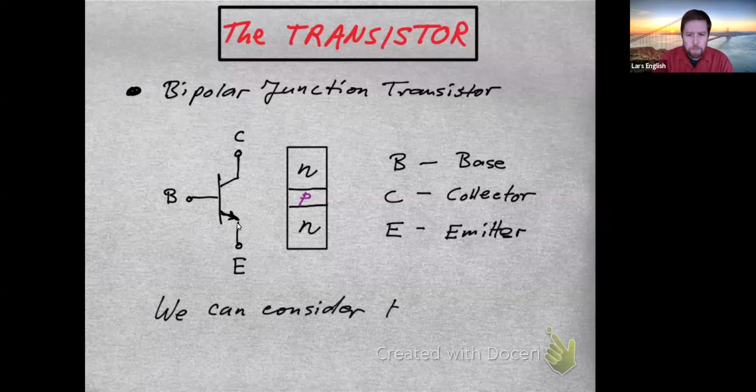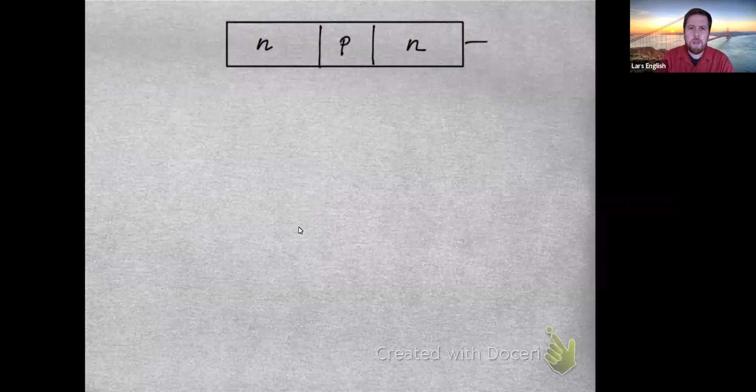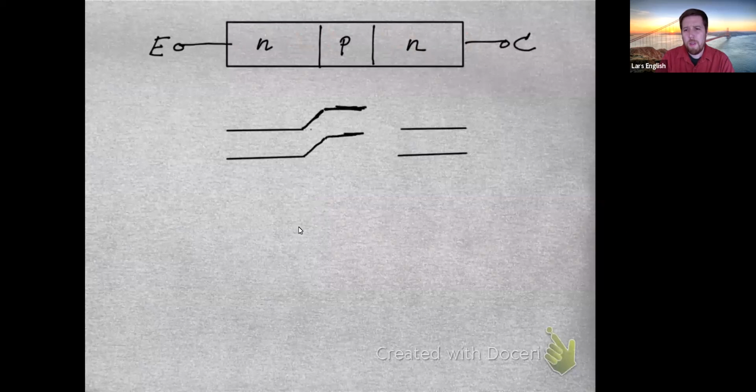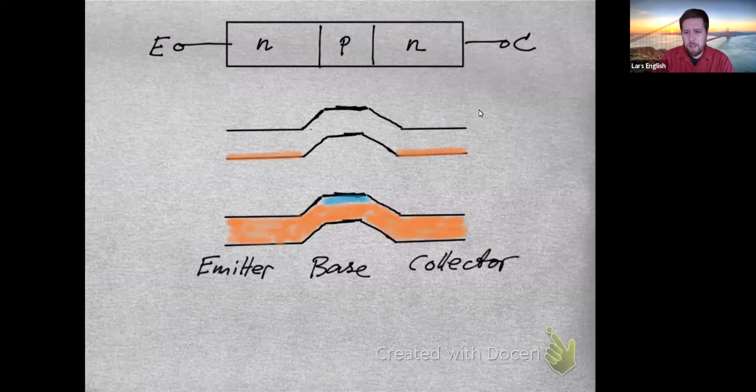Okay, so what we can say is that this combination here, this sandwich, can be thought of as an NP junction here on top of a PN junction here. So we can sort of divide it up into NP and then PN. All right, so here it is again. Okay, so the emitter here is the N-type. Here's the base, and here's the collector. Okay, and if you had to draw a band structure diagram, well, it would look something like this.